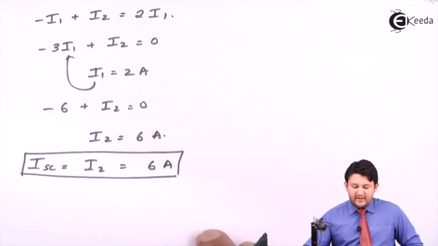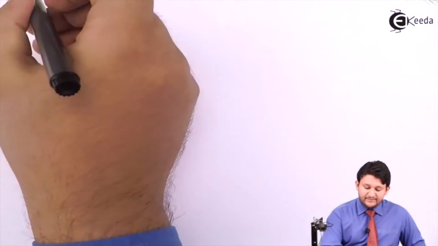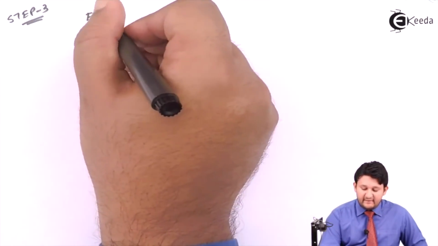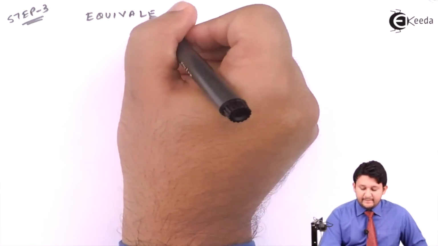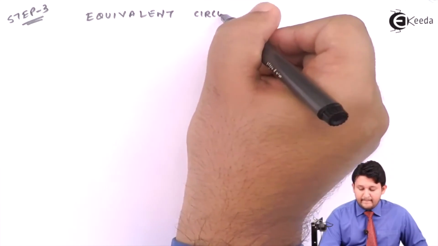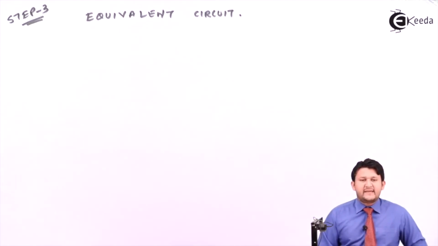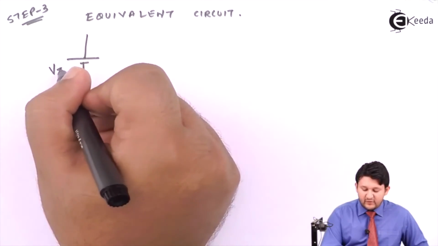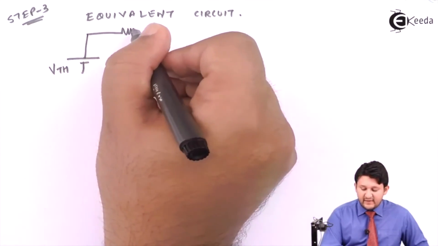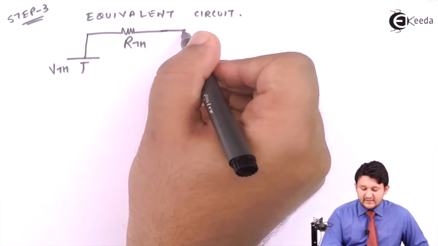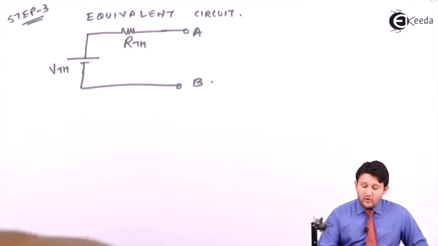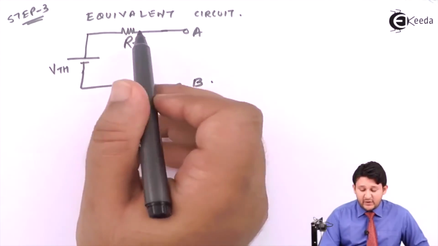Now let's go for step 3, my dear friend. Your step 3 defines the equivalent circuit. When I say equivalent circuit, my dear friend, that was the main question which you need to find out. The equivalent circuit deals with you having a Thevenin's voltage in series with a Thevenin's resistance. You have already calculated the VTH, but you need to find RTH.